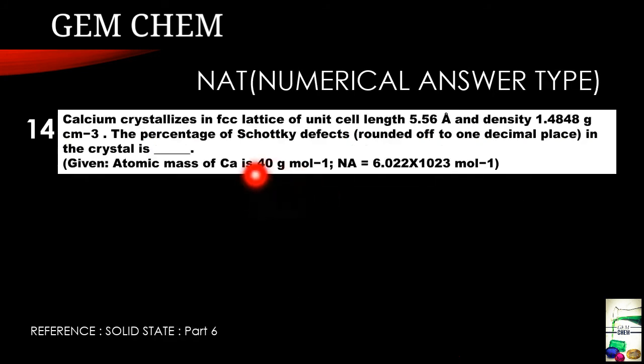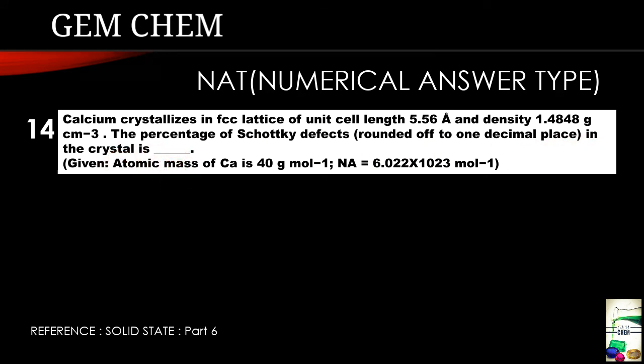Now the 14th question is from solid state. Calcium crystallizes in an FCC lattice of unit cell length 5.56 angstrom and density 1.4848 gram per centimeter cube. The percentage of Schottky defect, rounded off to 1 decimal place, in the crystal is.